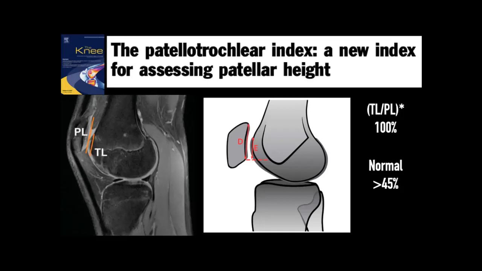So in patella alta, what happens is the patella is abnormally high, so the patellotrochlear index will be decreased. So according to David Dejour and from new papers, the patellotrochlear index is the investigation of choice in patellar height assessment, and this can be very well measured in MRI.